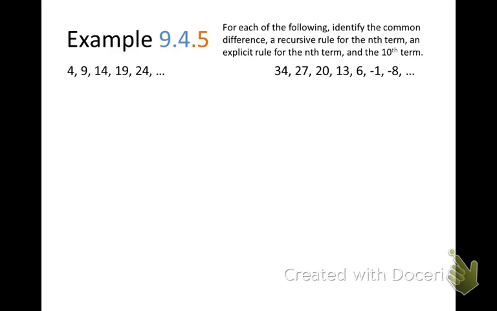So what is the common difference? Yep, your common difference is 5. What would be a recursive formula? Let's do a sub n equals, how would you write a recursive formula here? A sub n minus 1, the term before it, plus 5. So just whatever the term was before it, plus 5. And then explicit.